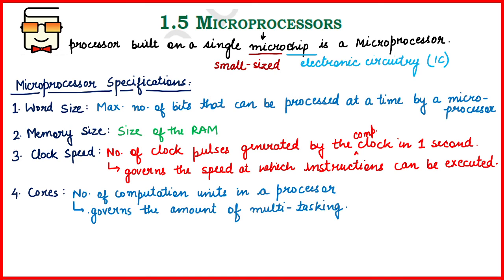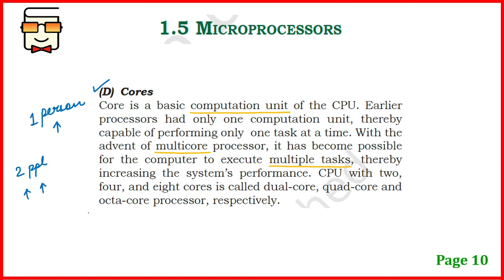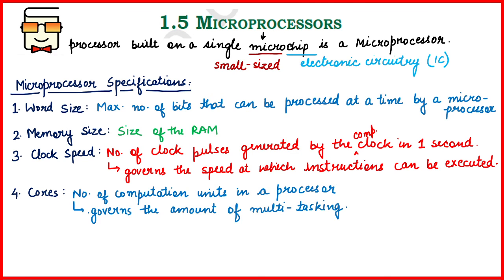So summarizing the lecture for today, we studied what a microprocessor is: the processor or the CPU built on a single microchip. Micro is the small sized chip, which is generally an IC, the integrated circuit, a small electronic circuitry on a small board. Now what are the specifications or characteristics of any microprocessor? Four main characteristics: the word size, the memory size, the clock speed and the cores. I think I said 5 characteristics initially. So there are 4 main characteristics, sorry for that.